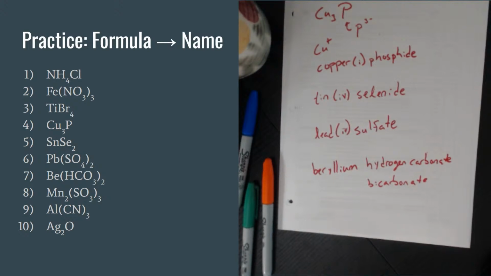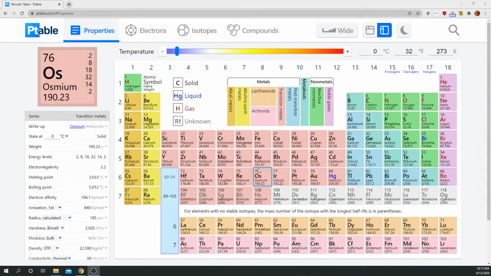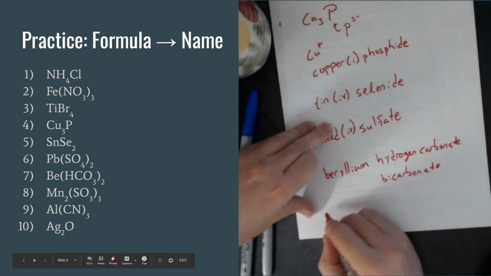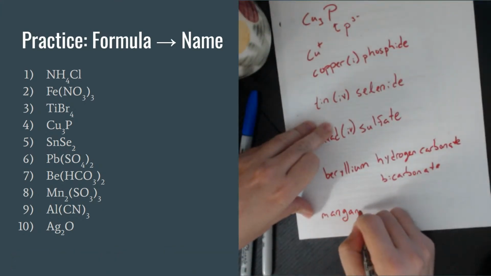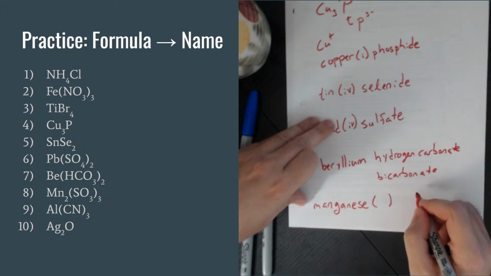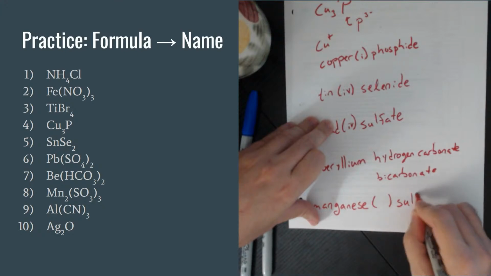Okay, next up, Mn2SO3 3. Hopping back over to the periodic table. All right, Mn, right here in the middle. Manganese. It can take multiple ions. Not S block, not staircase. Mn is manganese. Remember, don't get manganese and magnesium confused. And then we have a polyatomic ion. Again, just a matter of memorization. This one is sulfite.